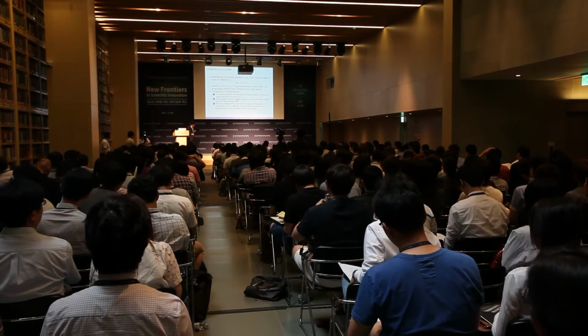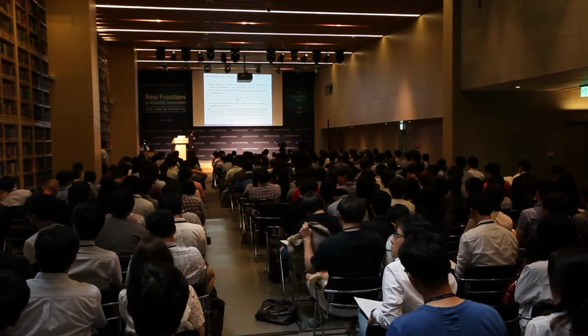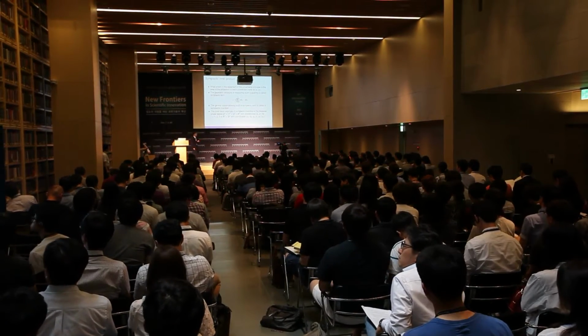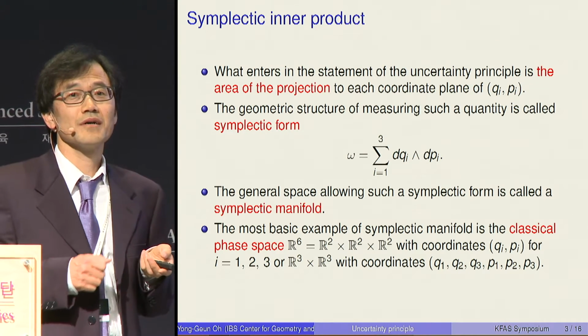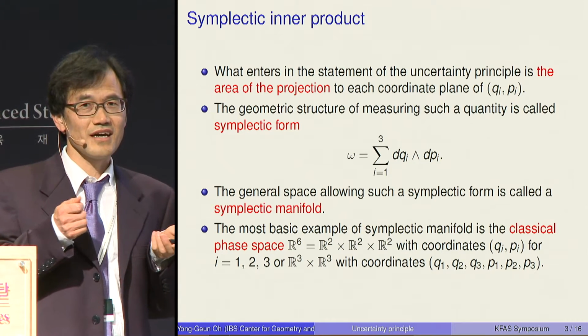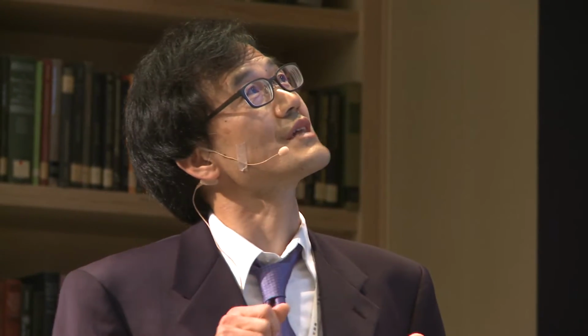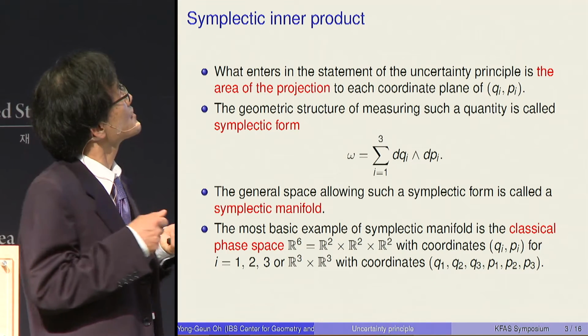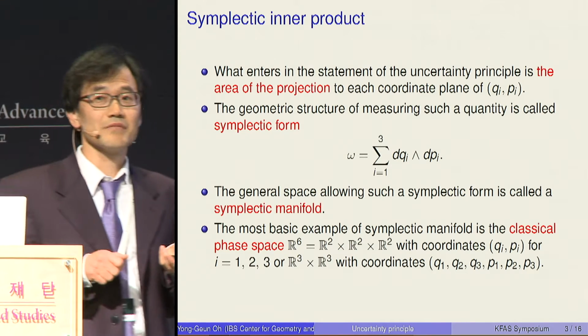And what I would like to emphasize in this inequalities is the area of projection to each coordinate plane. So if you imagine a tiny particle in space, you look at the location and its momentum simultaneously, and you project this information to any of these coordinate plane of conjugate coordinate. And the geometric structure of measuring such a quantity is called the symplectic form in mathematics.